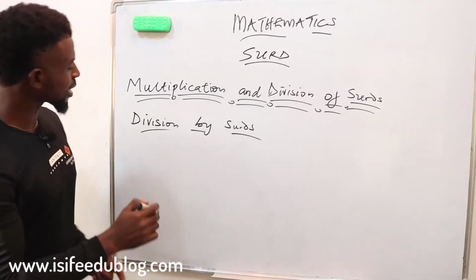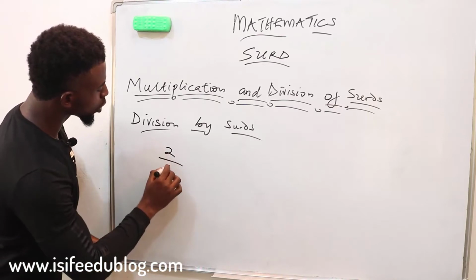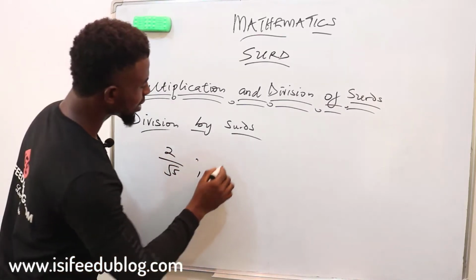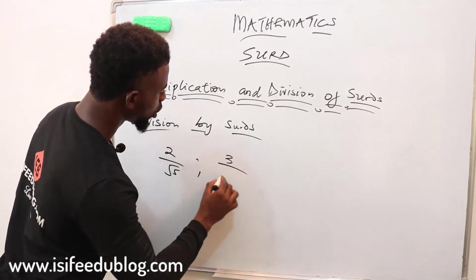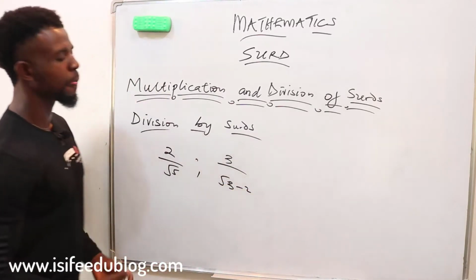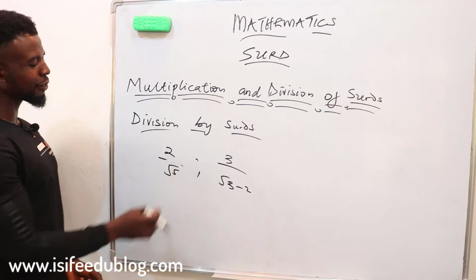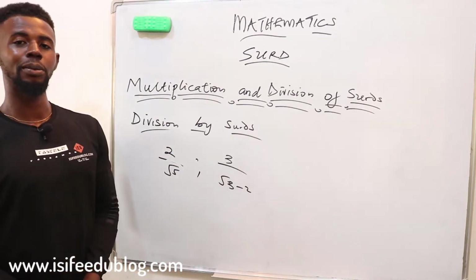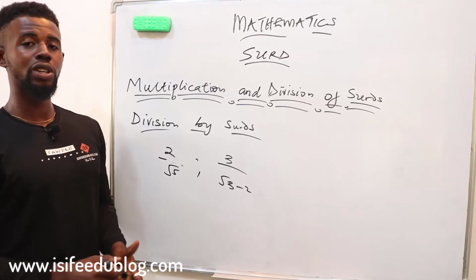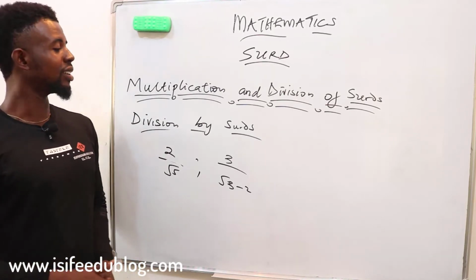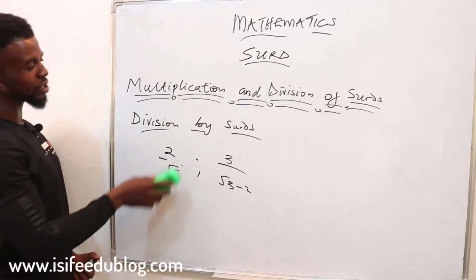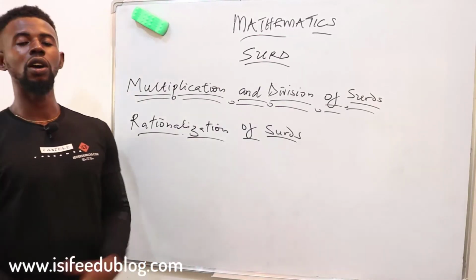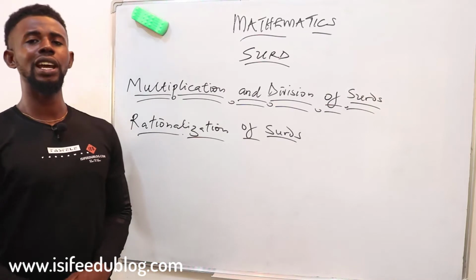So it means that in mathematics, I am not supposed to have 2 over root 5. In mathematics, I am not supposed to have something over root 3 minus 2. Why? Because I have a surd as my denominator. So what do we do in situations like this? We rationalize. So we'll move from division by surds to rationalization of surds. Now, how do we rationalize a surd?